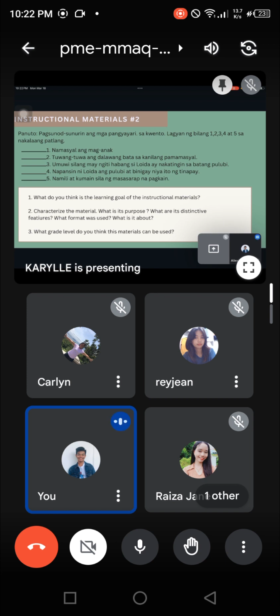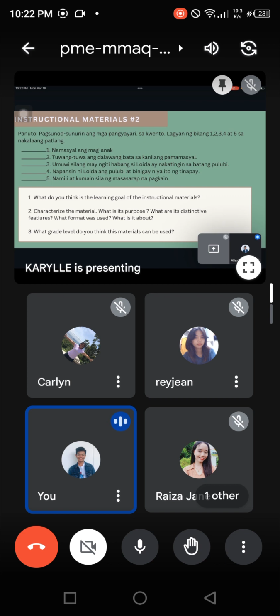What do you think is the learning goal of the instructional materials? So ano po ba talaga yung goal ng instructional materials number 1 kanina. And ito po yung number 2. And characterize the materials. What is its purpose? What are its distinctive features? What format was used? What was it about? What grade level do you think these materials can be used?